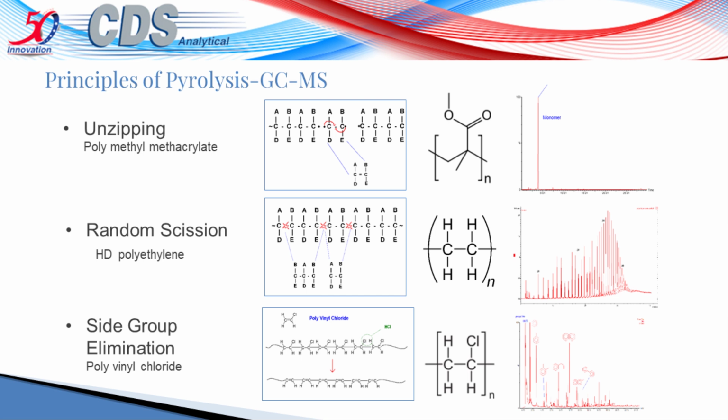Polymers such as polyvinyl chloride have a weak side group chain. That's the carbon-chlorine bond, so this will actually strip off first. You'll get a peak representing the side group, hydrochloric acid, and then you will get a conjugated backbone that has to stabilize by forming aromatics. So you will get no monomer, dimer, or trimer. What you will get is a side group peak and aromatics.